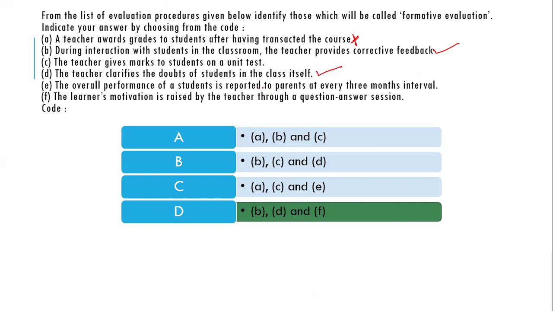The overall performance of the students is reported to the parents every 3 months. No, overall performance, no. The learner's motivation is raised by the teacher through a question and answer session. Yes. So during the class or during the course, we can have B, D, and F. The answer is also there. So B, D, and F. Okay. Next one.